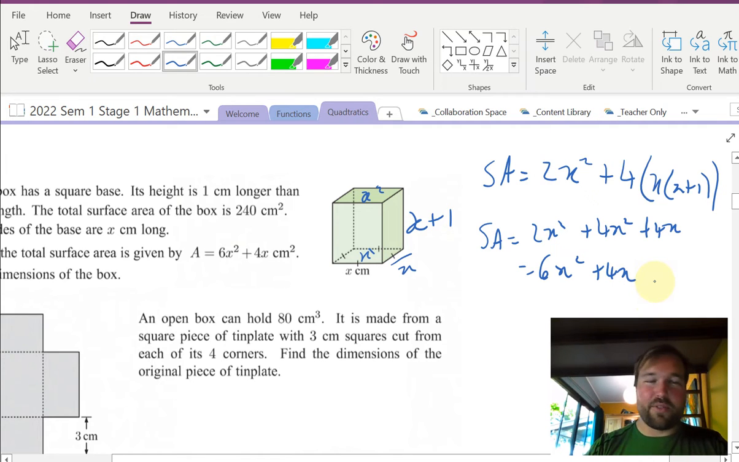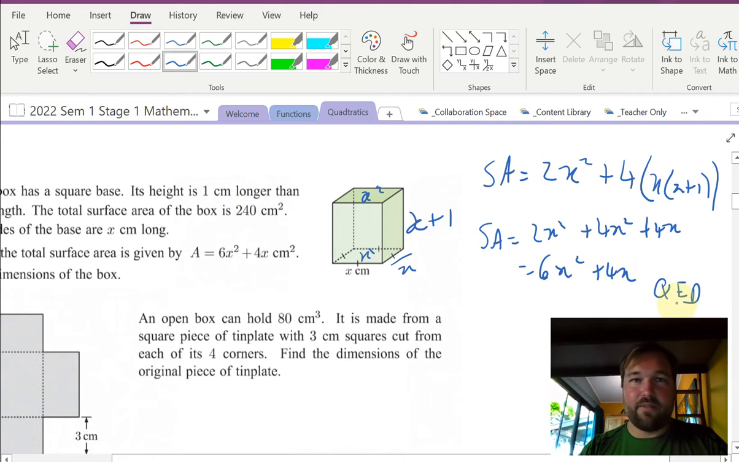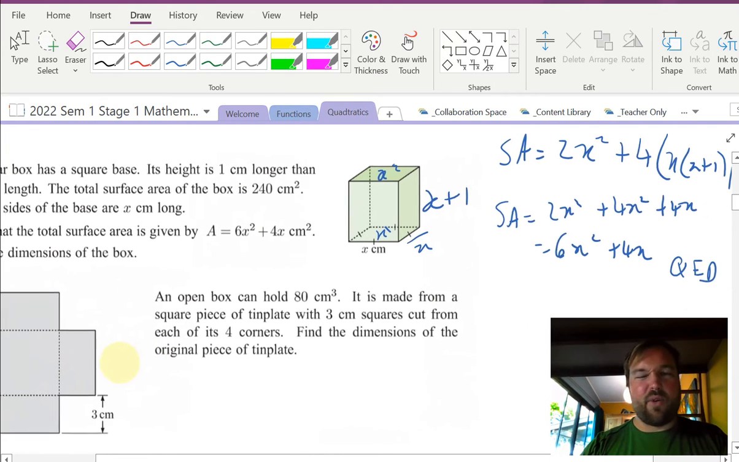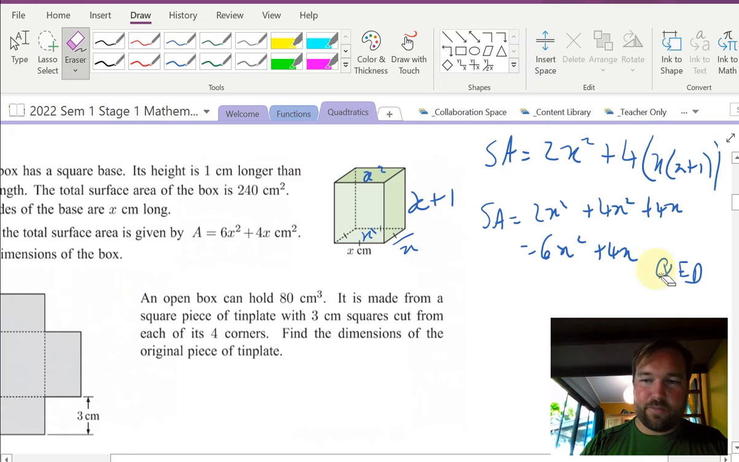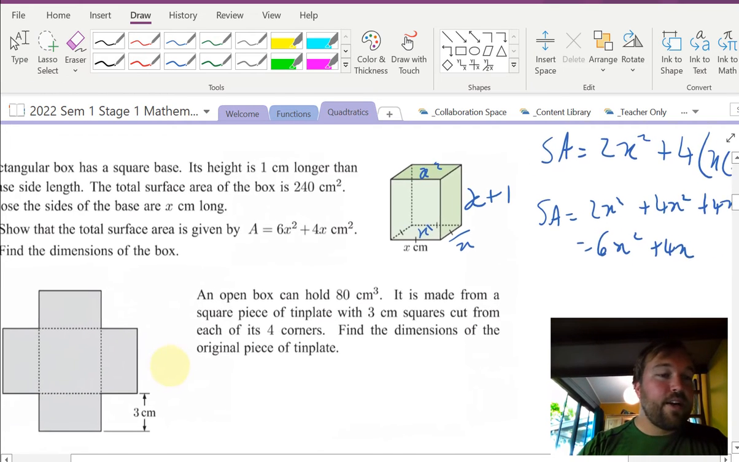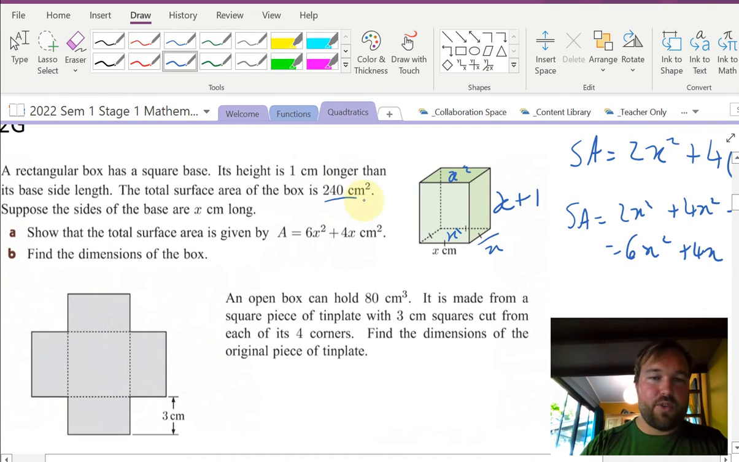If you want to be a real sort of math nerd, you can end with QED. If you Google it, it's Latin, basically saying you've asked me to do something, I've done it. Boom. QED. You don't really earn a QED with something that's 3 lines long. All right, anyway, find the dimensions of the box given that it's 240.